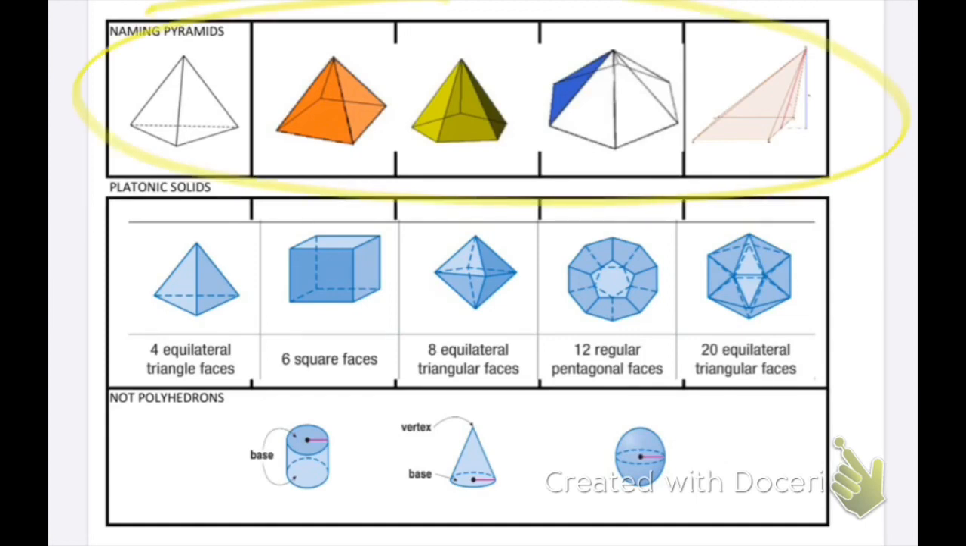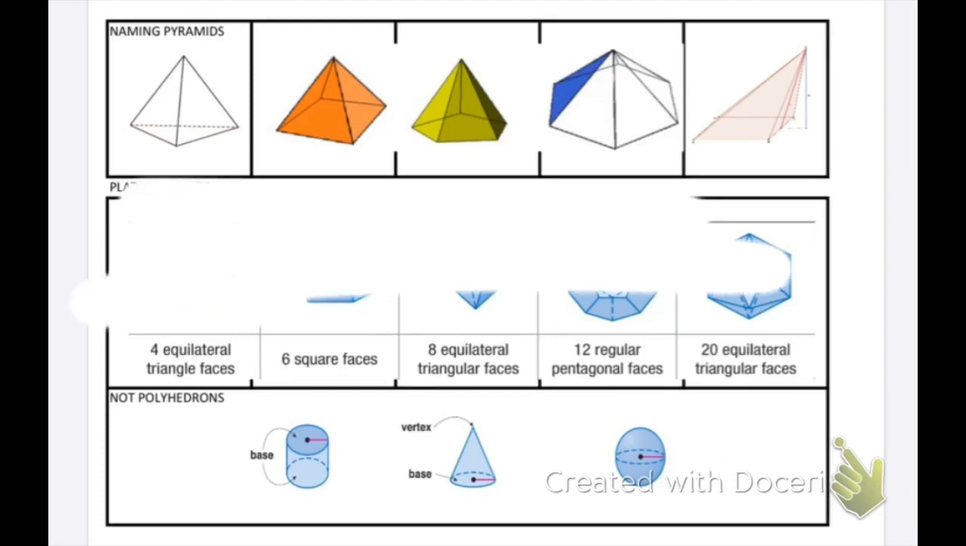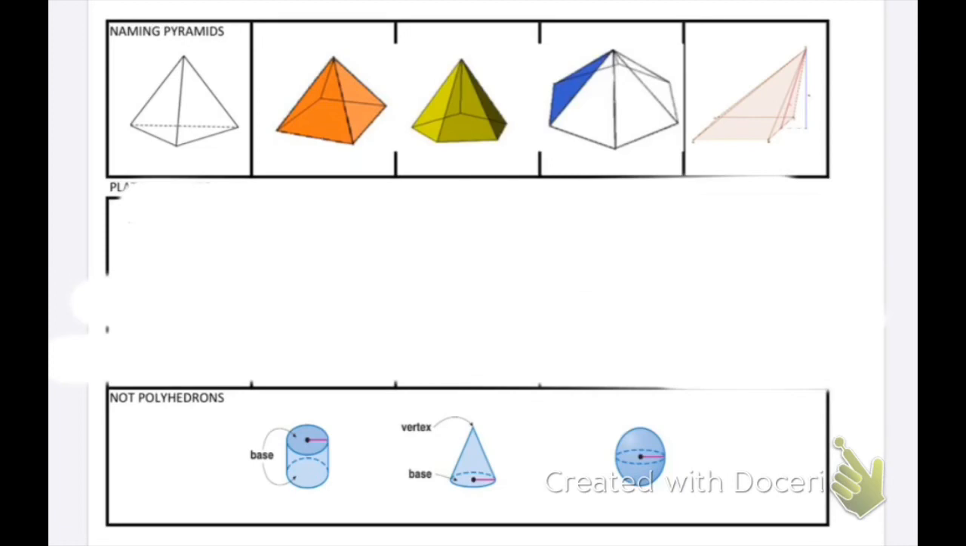It's the same principle, except we're going to be having pyramids instead of prisms. So when we're looking at this, again, it's all about the base here. So here, I'm going to erase. We're not going to worry about these right now. We'll come back to those later. So for this one here, since the base is a triangle, I'm going to say that this is a triangular pyramid. It's that simple.